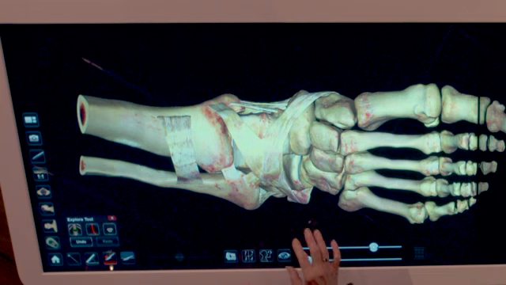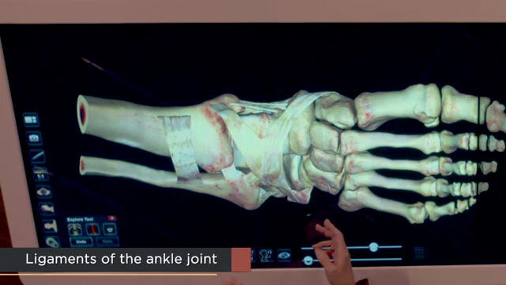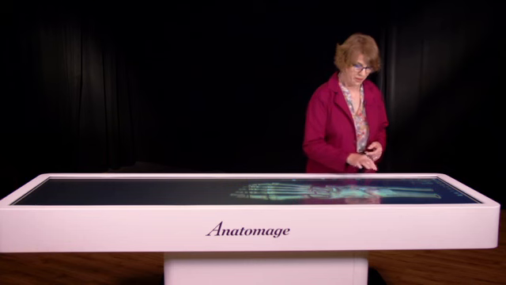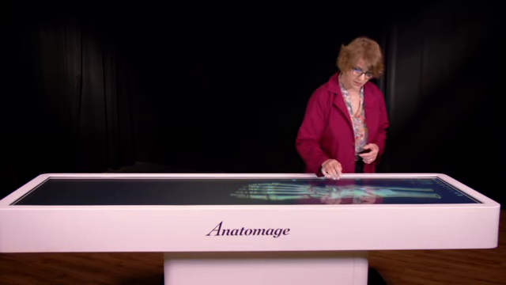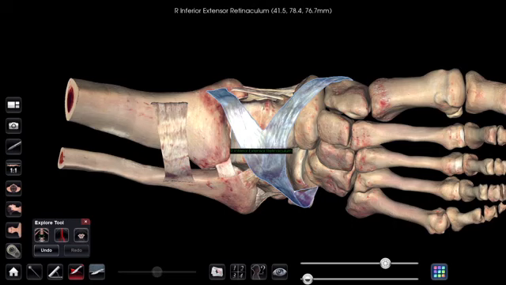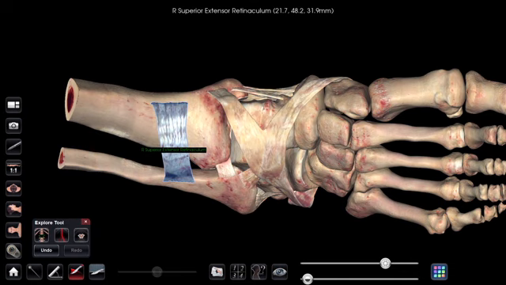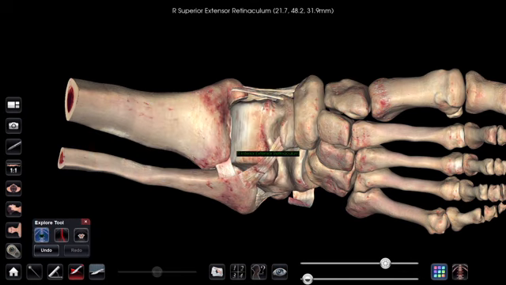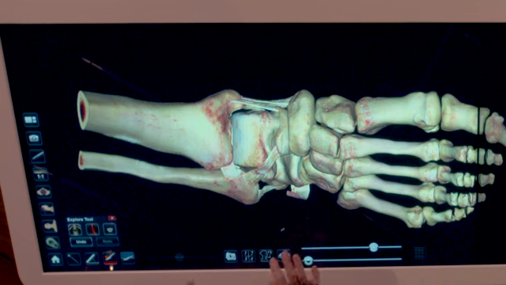Let's take a look at the retinacula and the ligaments of the ankle joint. We can see the inferior extensor retinaculum with its Y shape and the superior extensor retinaculum. And if I remove those, we can now see the ligaments of the ankle joint.